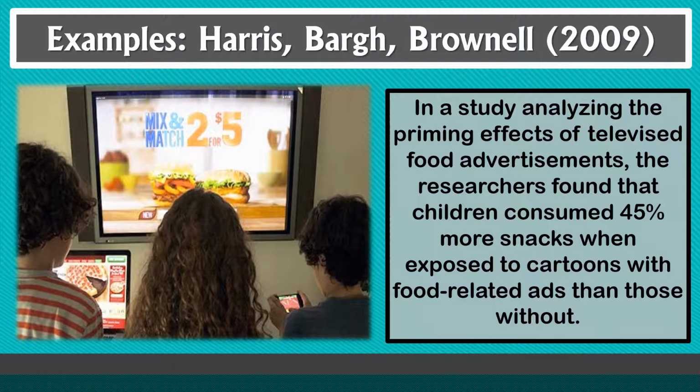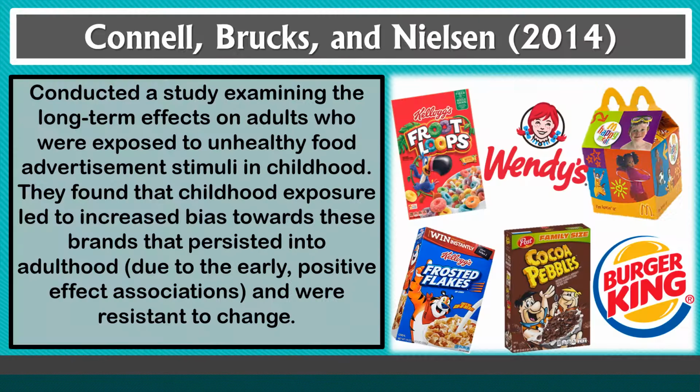Moreover, these implications are considerably more troubling in the context of the types of food that are advertised, i.e., low-nutrient and unhealthy foods. There's a plethora of research confirming these findings and expanding upon them further. In 2014, Connell, Brooks, and Nielsen examined the long-term effects of adults exposed to unhealthy food advertisement stimuli, for example, Frosted Flakes, McDonald's, Kellogg's Fruit Loops, in childhood. Childhood exposure led to increased bias towards these brands that strongly persisted into adulthood due to these early positive affect associations, and were consequently resistant to change.